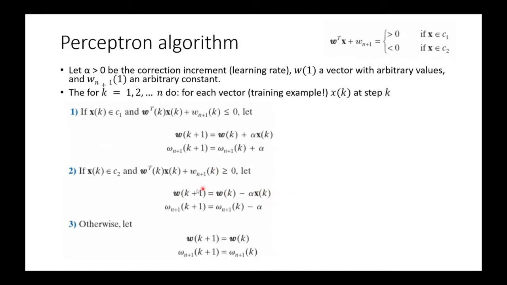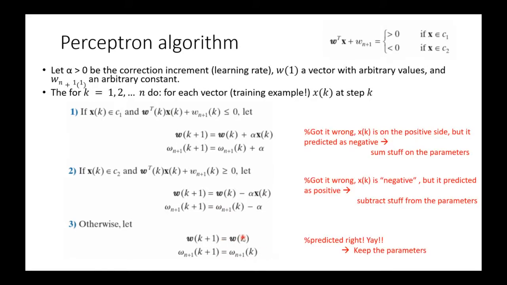Since this value should be negative, I subtract a portion. I take the old weight and subtract a small portion of it, that is, the observation times your learning rate. Otherwise, if your perceptron replied with the predicted value, then I don't do anything. I don't update the weights. I just keep the same old weights. So that's in a nutshell what the perceptron does.